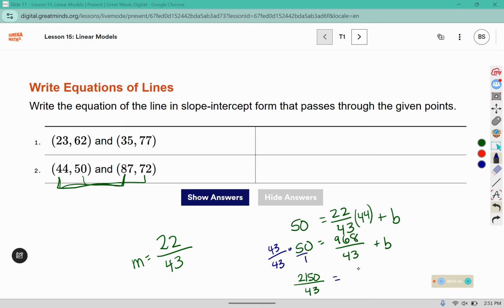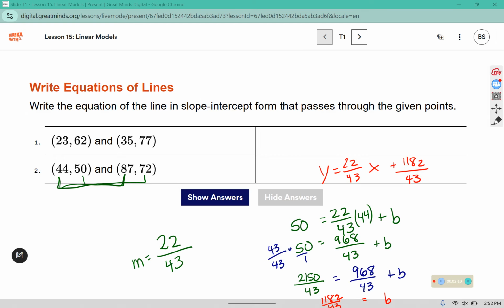Then we can subtract this fraction from both sides. And that leaves us with b equals 1,182 over 43. So in slope-intercept form, we have 22 over 43 x plus 1,182 over 43.